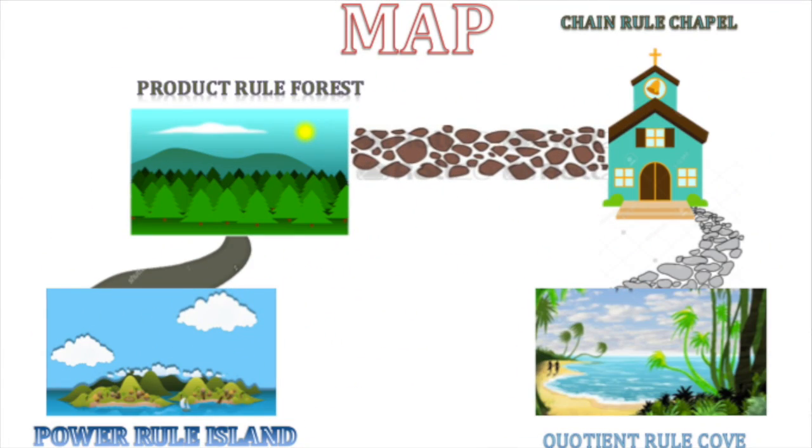Who do we ask for help when we don't know which way to go? The map! That's right! Hi everyone, I'm the map. Turner and Square Roots need your help to find Square Roots' notes for the calc exam tomorrow. To find Square Roots' notes, first you're going to have to go to Power Rule Island, then Product Rule Forest, then Chain Rule Chapel, and then Quotient Rule Cove.